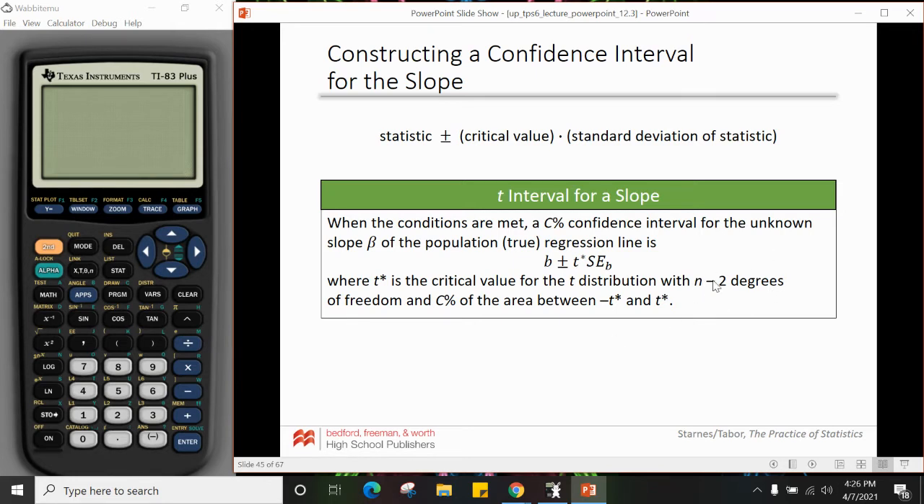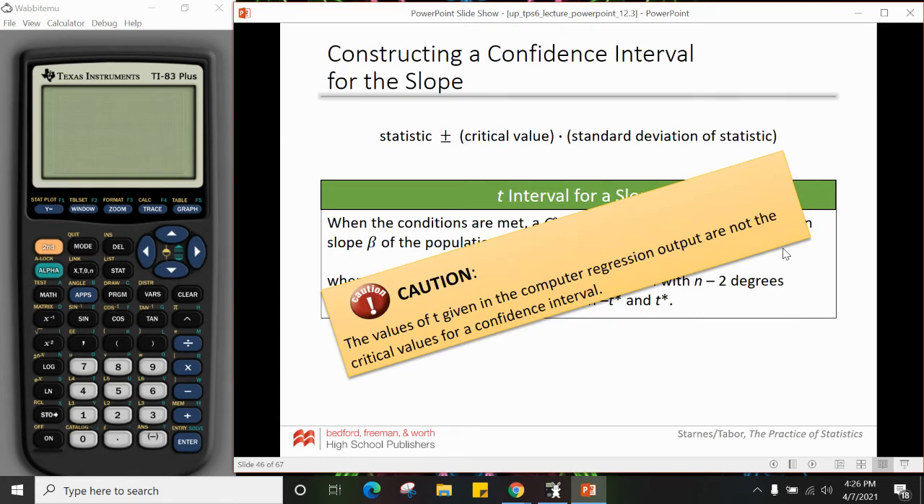So since I'm using B, it's going to be SE of B. And we have two variables here. So our degrees of freedom is going to be n minus 2 in this case, just as a forewarning. So good caution: the values of t given in the computer regression output are not the critical values for a confidence interval. You just need to find them, and by doing your inverse t and then putting in the probability and the degrees of freedom is how you can find that on your calculator.